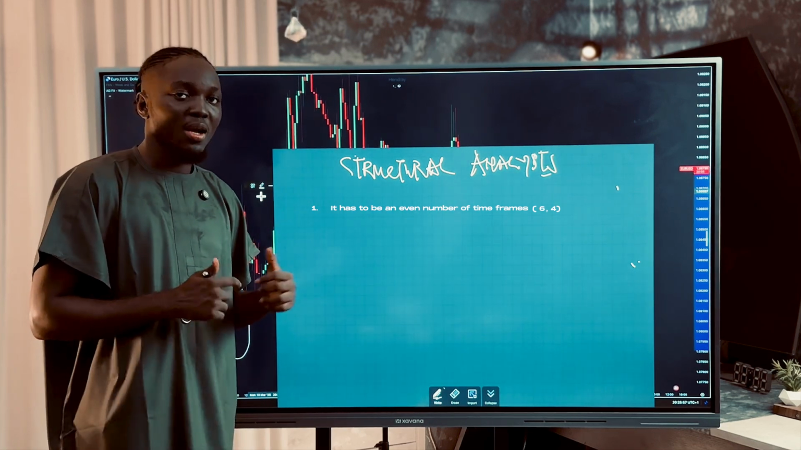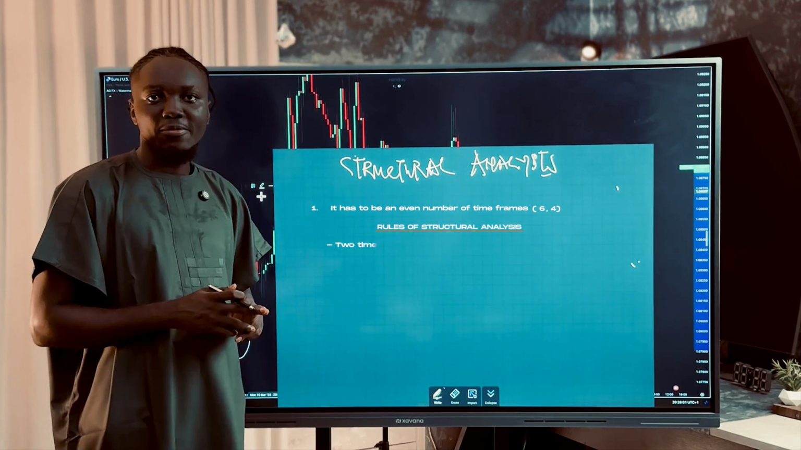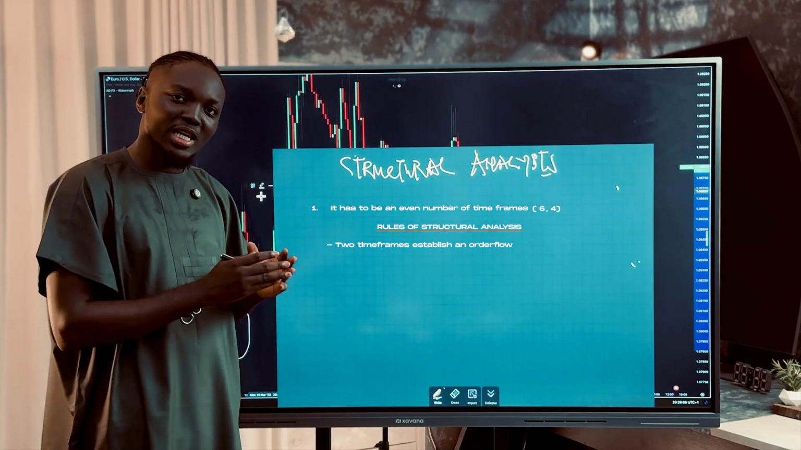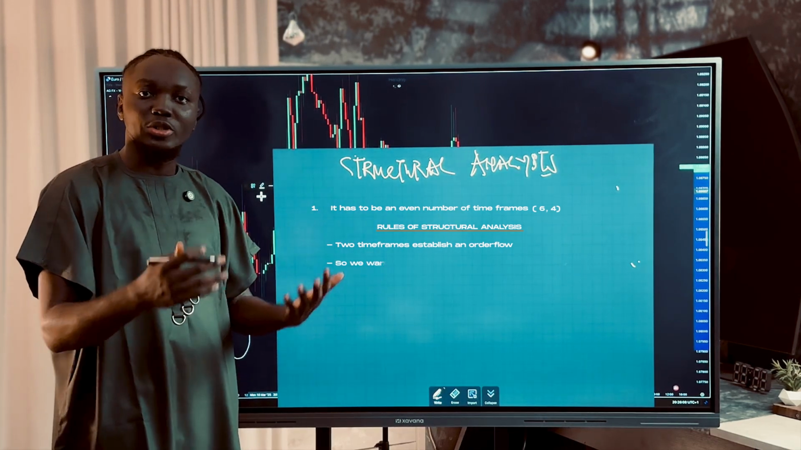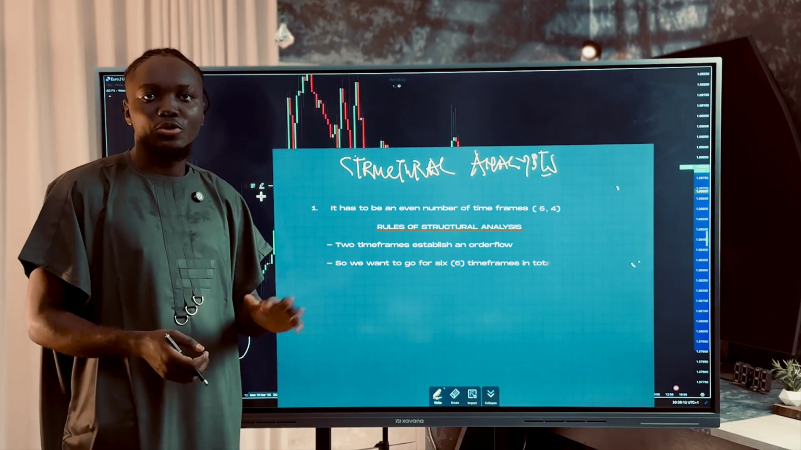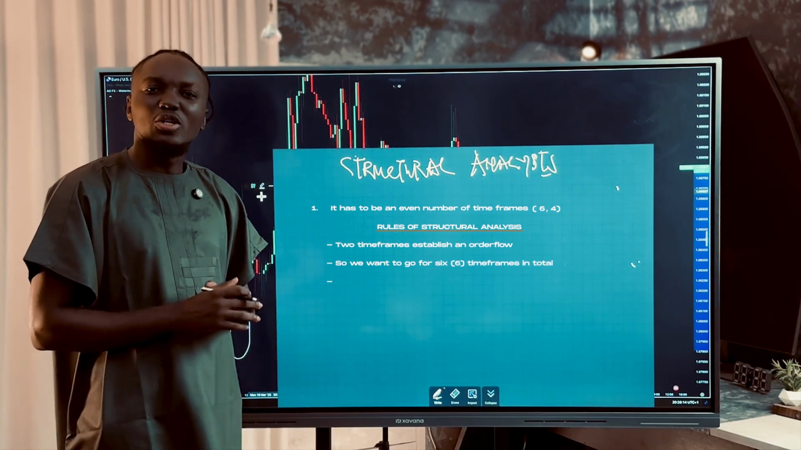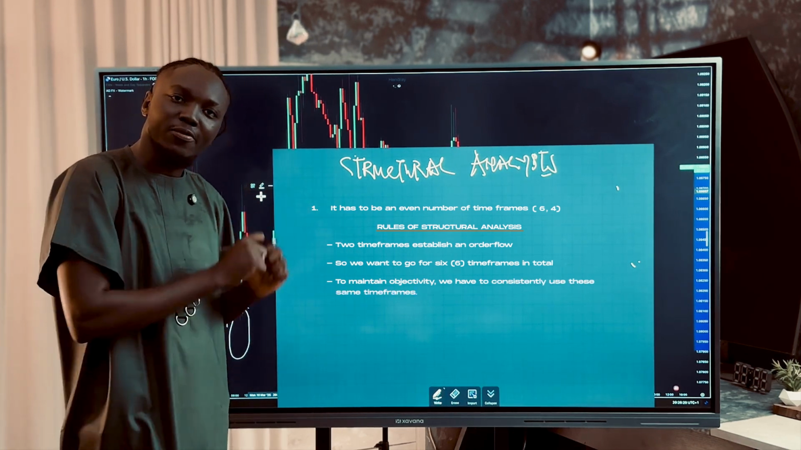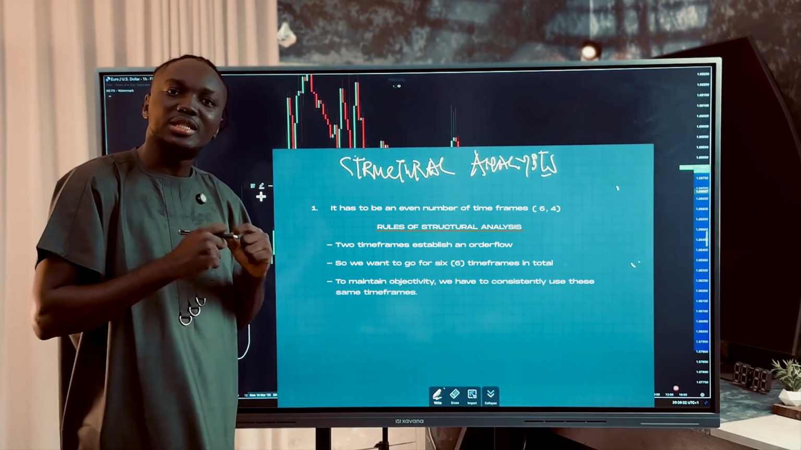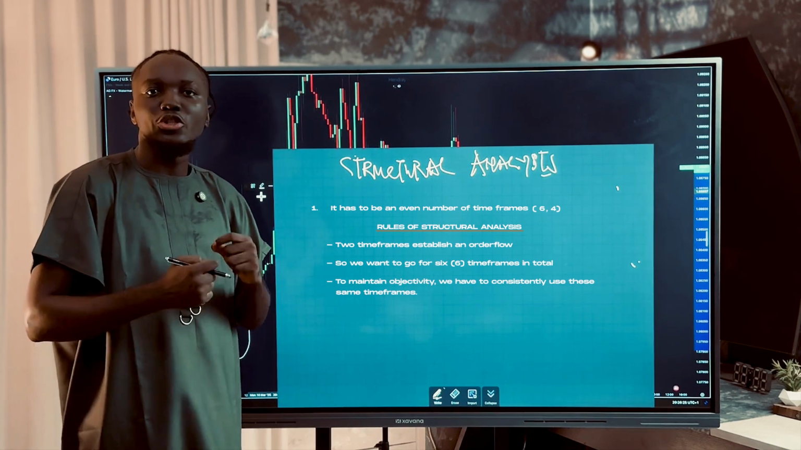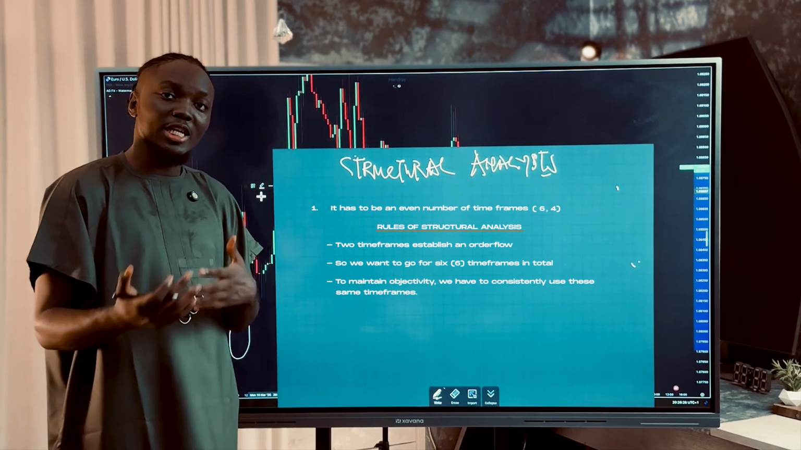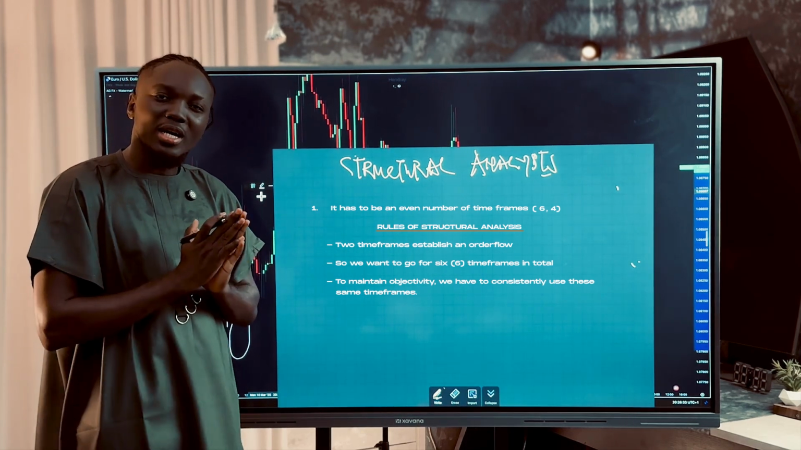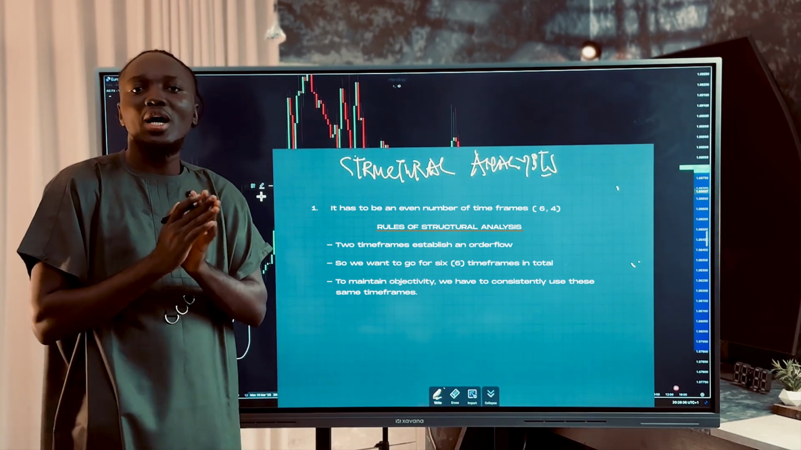Because remember, our first rule says that two time frames establish what? An order flow. So it is very important that the number of time frames you will be using to work together has to be even. And you want to make them objective. That is the same series of time frames that you set for yourself, must be the same series of time frames that you always use. Even when you want to change them, ensure that you look into changing almost all of them so that you can have a definite approach as to why you want to tackle it.